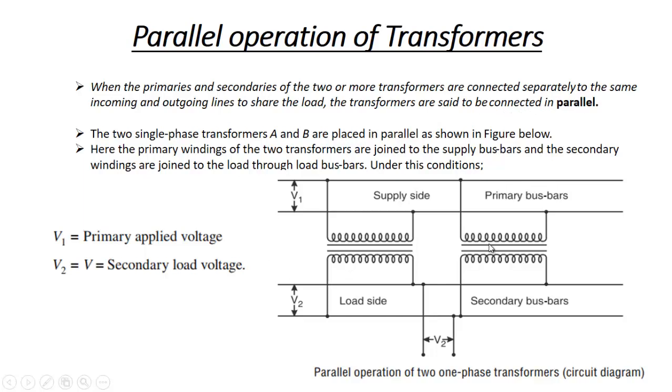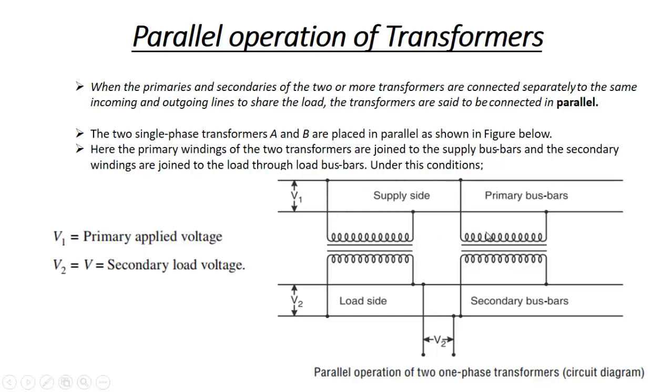So let us say we have two transformers. This is the primary of one transformer, this is the primary of the second transformer, this is the secondary of the first transformer, this is the secondary of the second transformer. You can see that they are connected in parallel when this part and this part are connected to one line of the supply, and the other terminals of the primaries are connected together and connected to the supply.